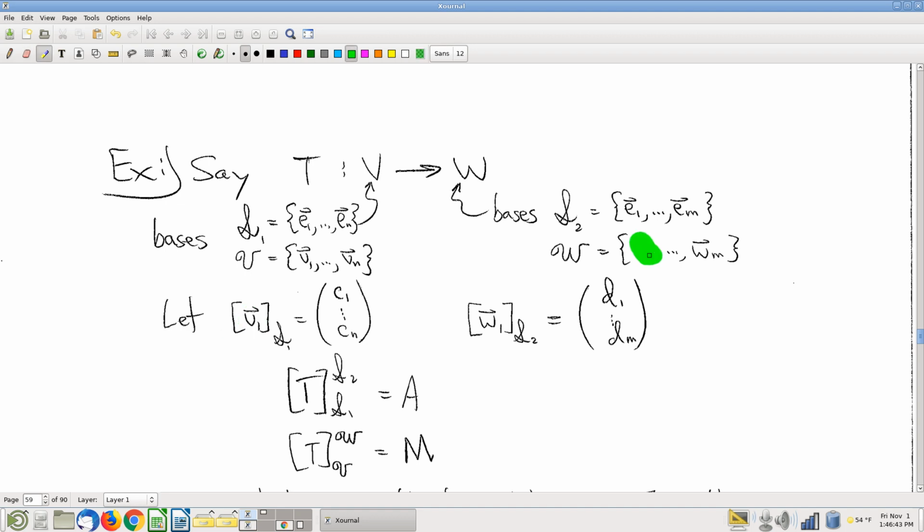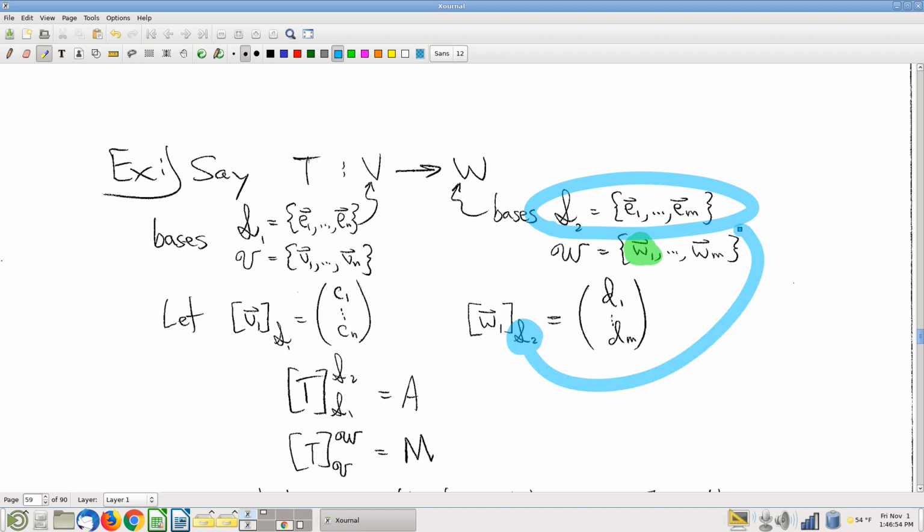Likewise, over here, that vector, W1, I'd like to tell you about it. I need a language with respect to which to talk about it. So let's suppose I know a basis S2, and I'm going to tell you what W1 is in that language, namely by its coordinates with respect to that basis.